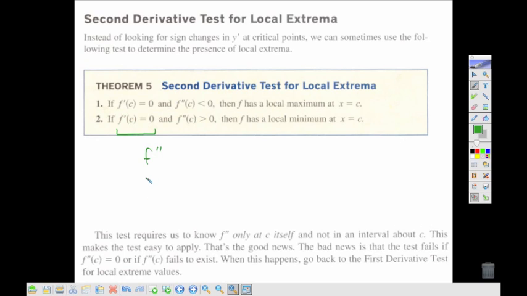If we're getting a positive value, that means that we're concave up. And if our first derivative is 0, that means we have a horizontal tangent at that point, which means this must be a minimum. If f double prime is negative, that means we're concave down, and again that horizontal tangent line at that point would tell us this has to be a maximum value.